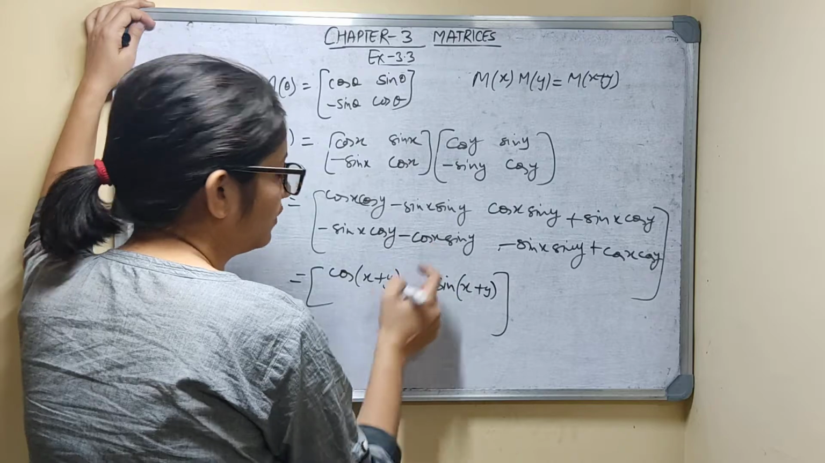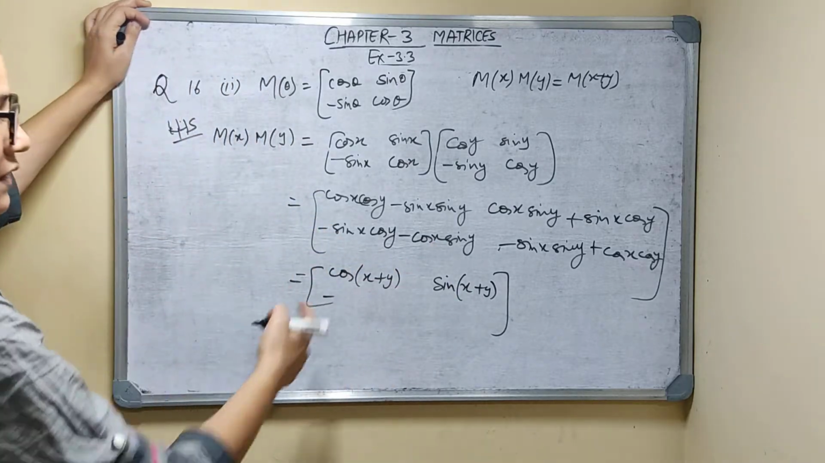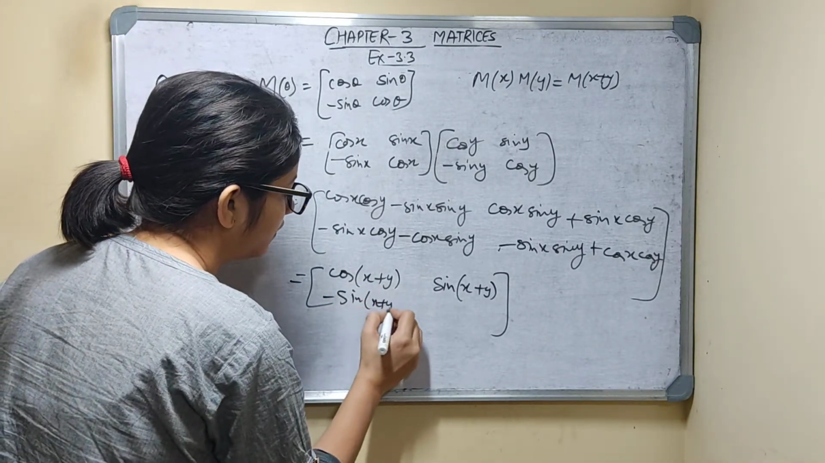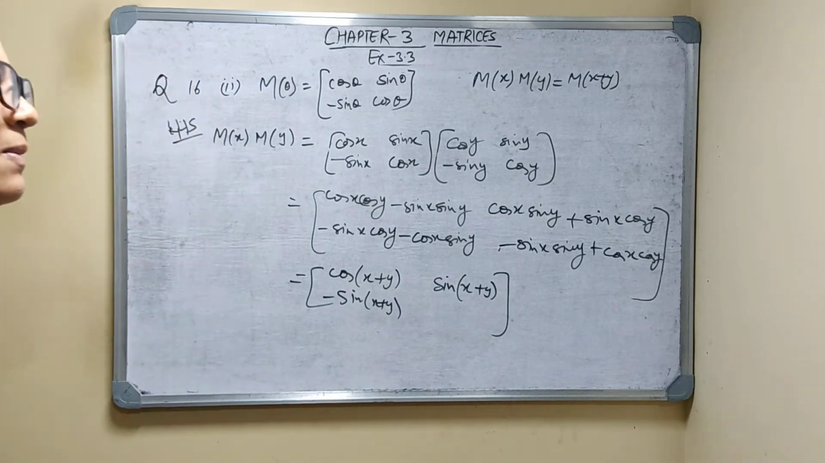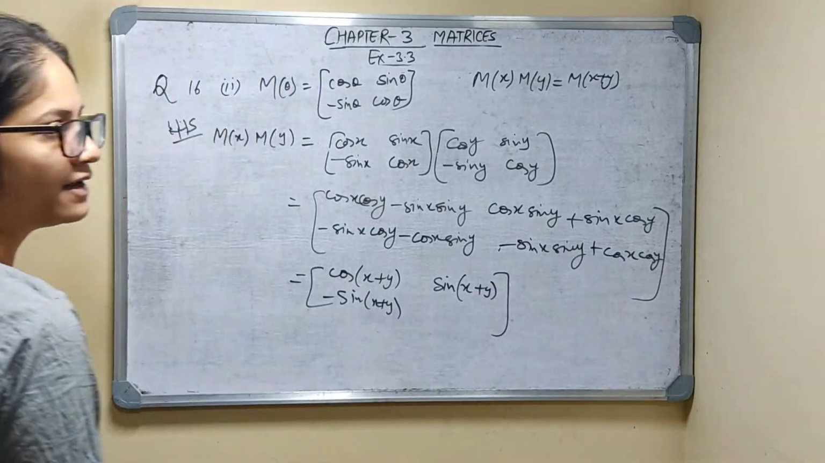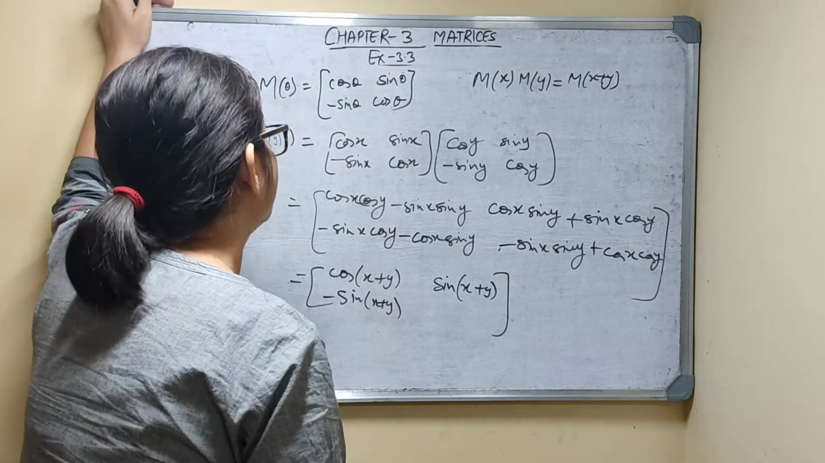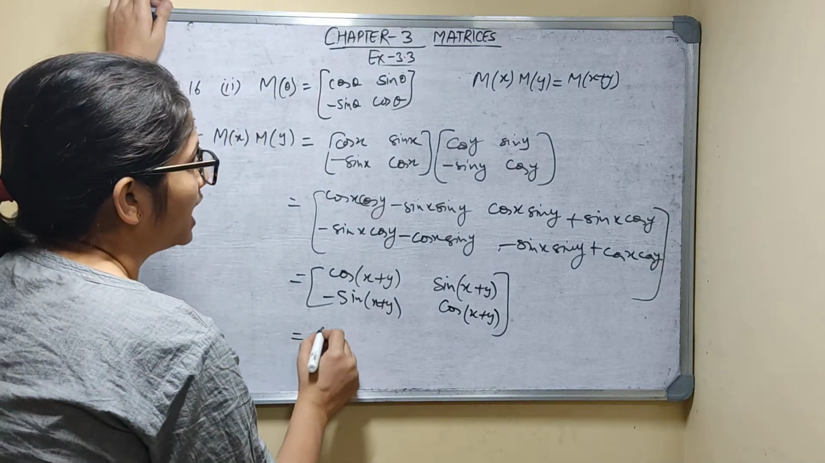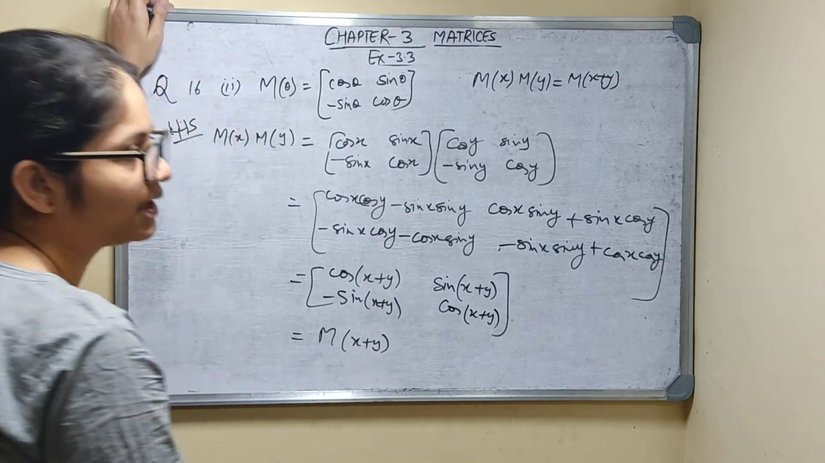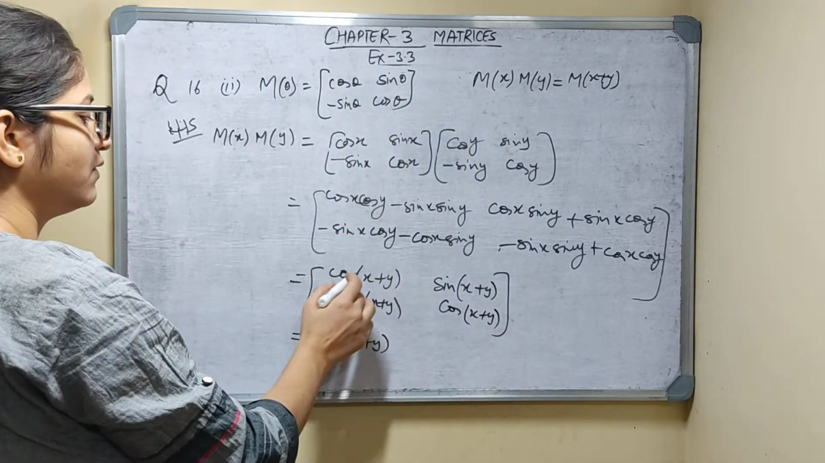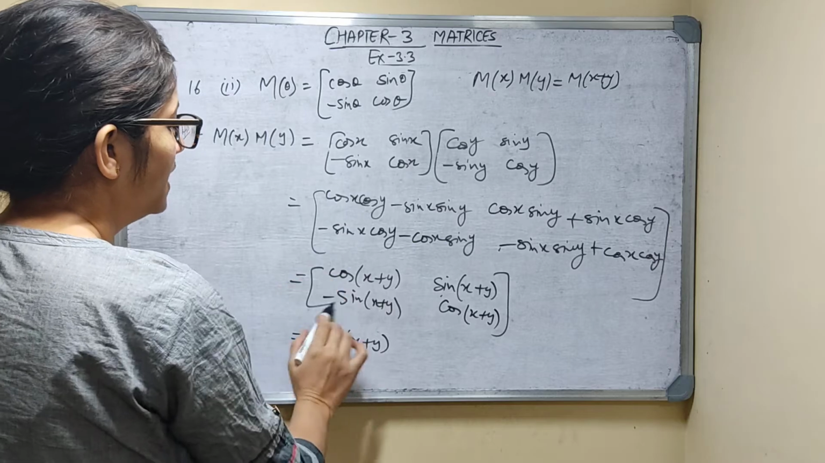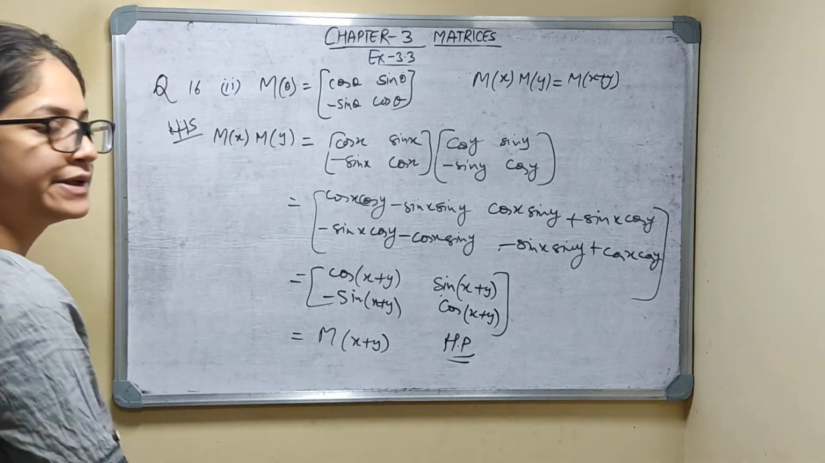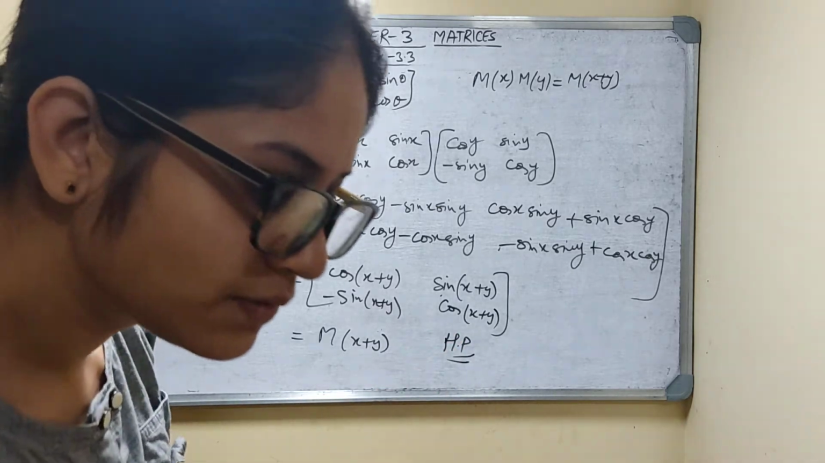Here it is the same, only negative, so I will put the negative outside. Sin x cos y plus cos x sin y, again this is sin of x plus y. Here it is cos x cos y minus sin x sin y, which is cos a cos b minus sin a sin b, meaning cos of x plus y. So it is equal to m of x plus y. Definitely, because if I put x plus y in place of theta, it will be the same: cos of x plus y, sin of x plus y, minus sin of x plus y, cos of x plus y. So hence, like this you have to solve. 16th first and second parts are okay.